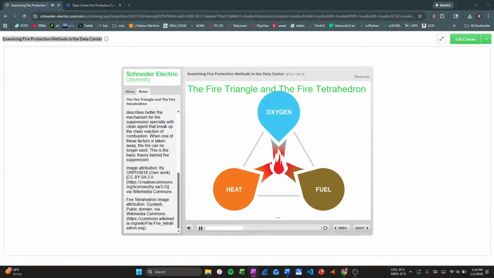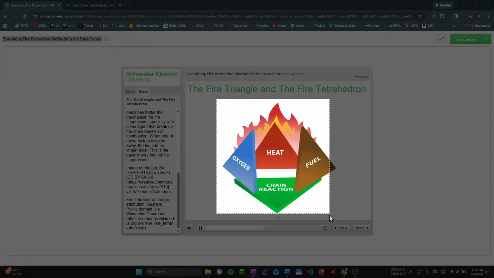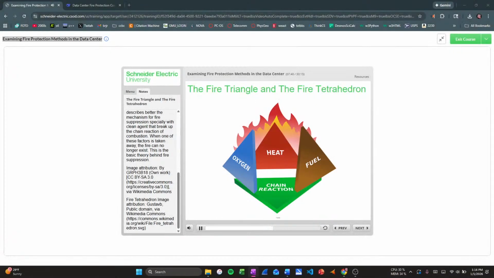When considering fire in a data center, fuel is anything that has the capability to catch fire, such as servers, cables, or flooring. In recent years, the chemical chain reaction has been added as a 4th component for fire to exist, and this changed the fire triangle to the fire tetrahedron. The chain reaction provides the heat necessary to maintain the fire.